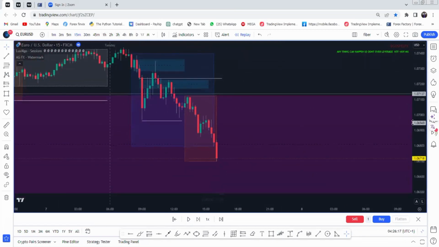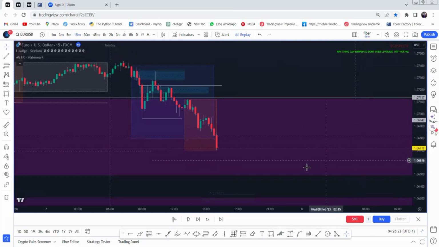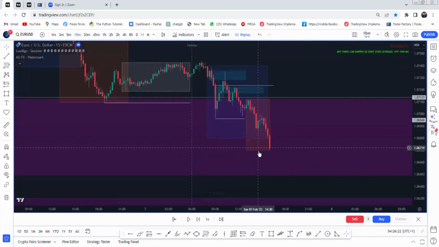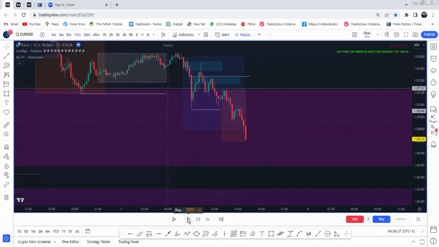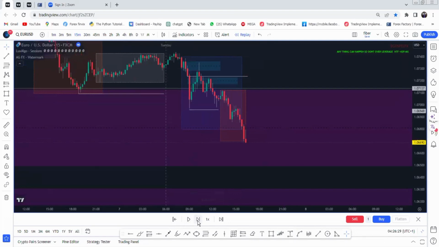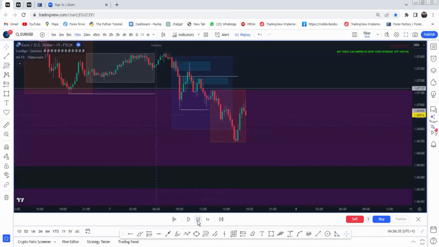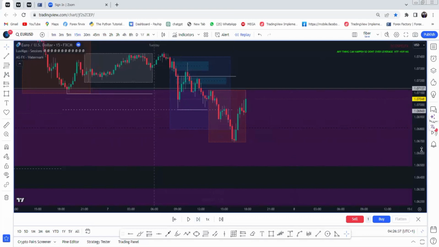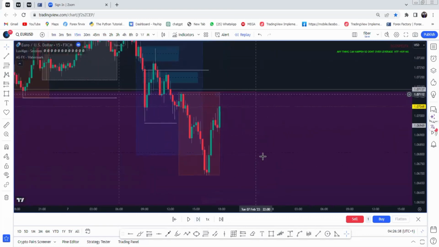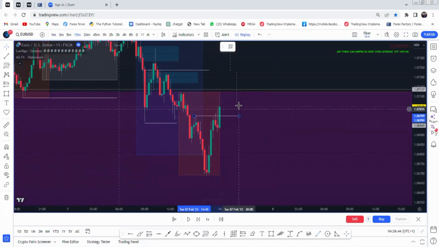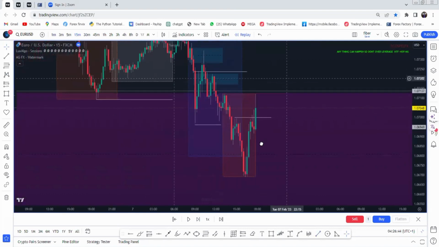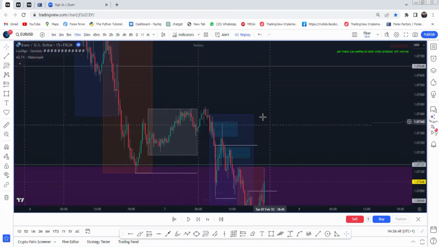Could it be price wants to go down to the other block first before going back up to the volume gap and the fair value gap? So let's see what happens. Okay, so we have a shift in market structure here. This is a shift that we have from here. So there's a possibility price now wants to move higher.